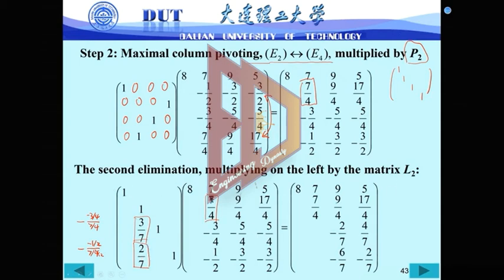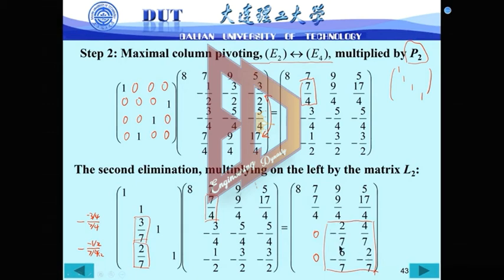Then we multiply this matrix by L2 from left side. Then now you see these two numbers are changed to zeros. Clear? And also we can obtain the new elements, these two elements. Okay, first row is not changed. Second row is not changed. We change third row and fourth row.